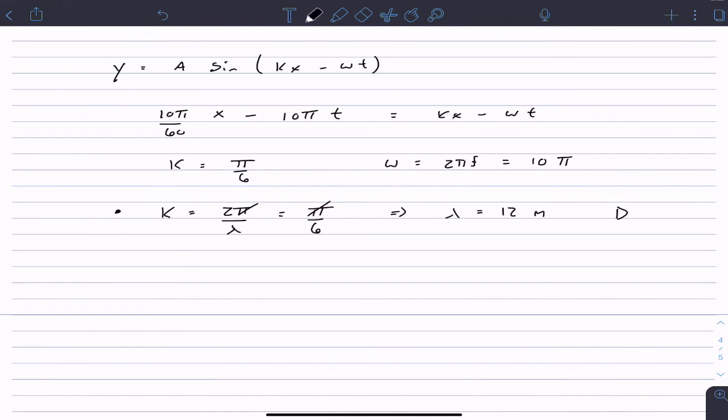And then we go to the speed of the wave. Well, speed of the wave is equal to omega over k, remember. And omega is, what did we have, 10 pi. K is going to be pi over 6. So that means it's going to be 60, because these cancel and this goes on top. This is 60 meters per second. So that's number E, or letter E.